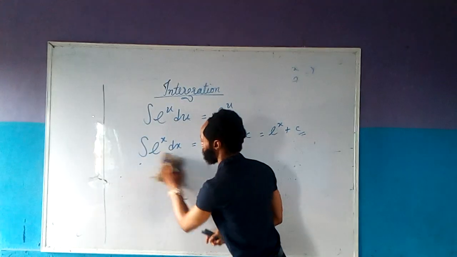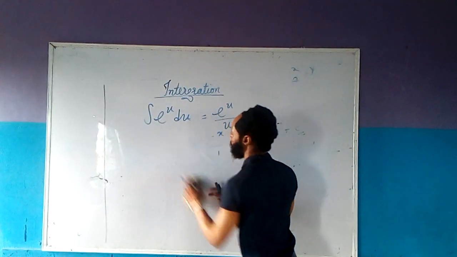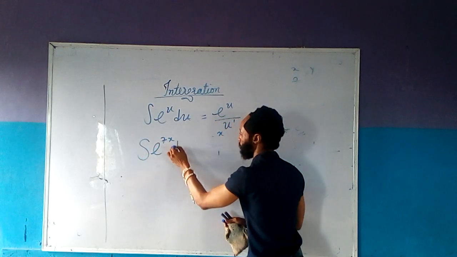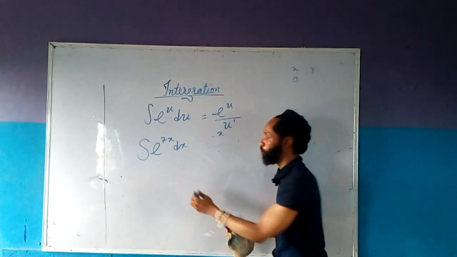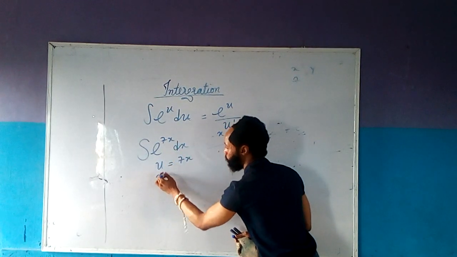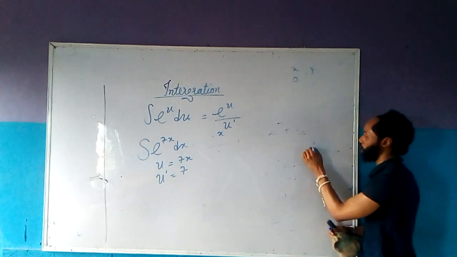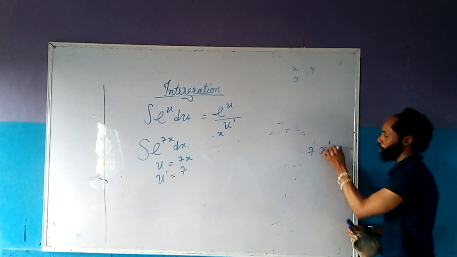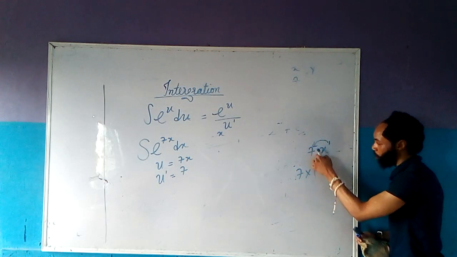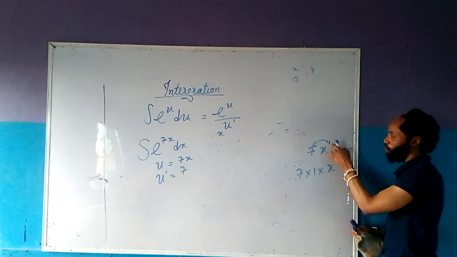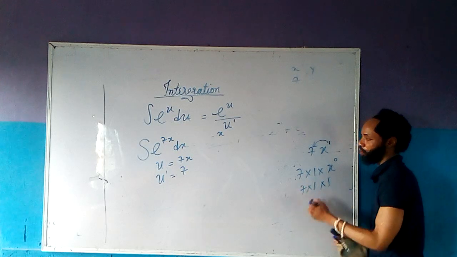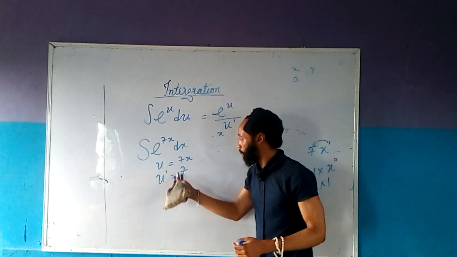Let's take another example. Let's have e raised to power 7x dx. Now we set our u. Our u has to be 7x. Then u prime, you differentiate 7x, you get 7. Remember, 7x, x raised to power 1, you bring the 1 down, you have 7 times 1 times x raised to power 0, which is 1. So 1 times 1 times 7 is 7. If you differentiate 7x, you get 7.